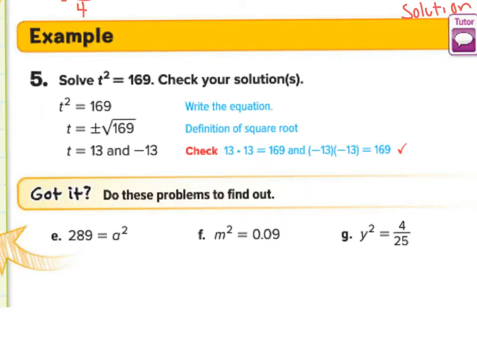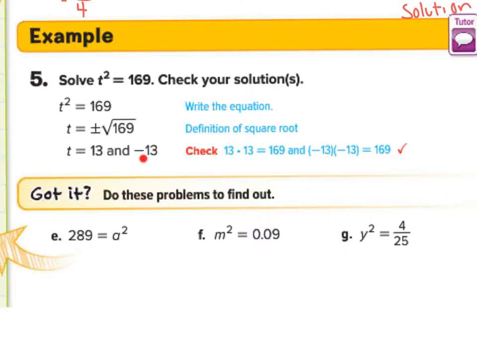Okay, now we're actually going to solve some algebraic expressions with square roots. So, solve t to the power of 2 equals 169. Check your solution. So what's t? A number multiplied by itself is 169. So t is the square root. If we take away the square, we write it as the square root of a, positive or negative, right? Here's the definition of square root. And then t must be 13 and negative 13.